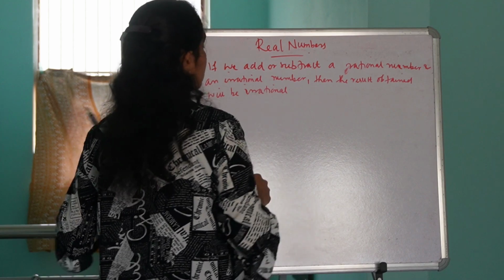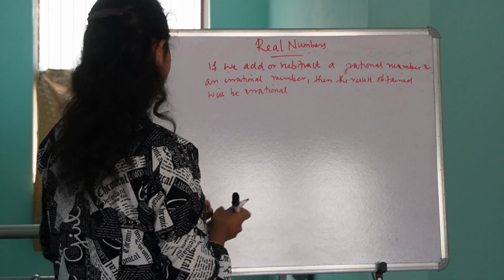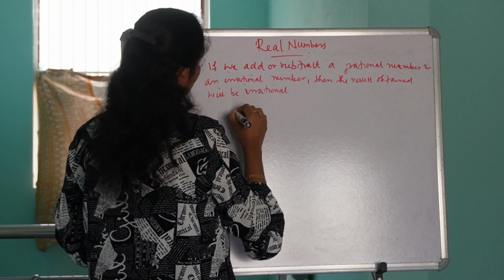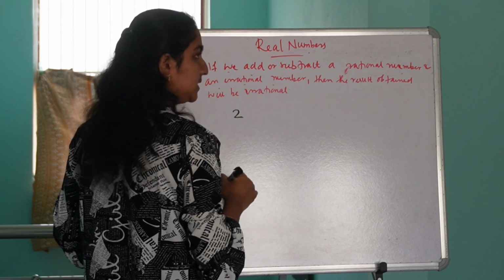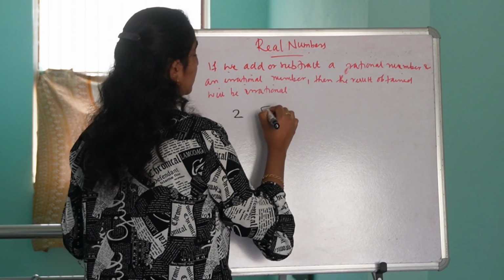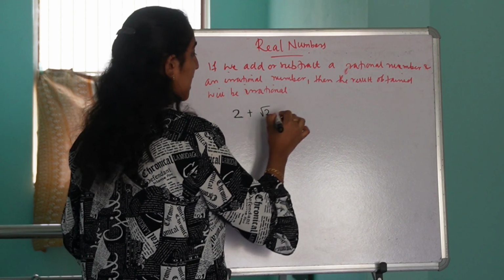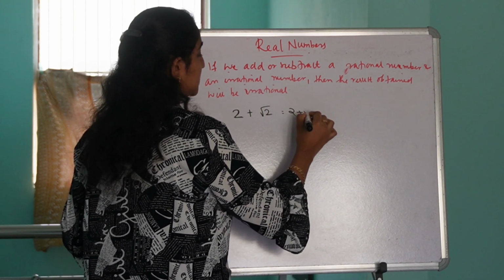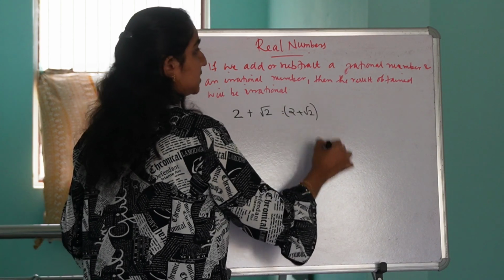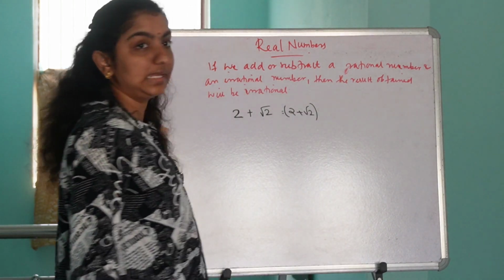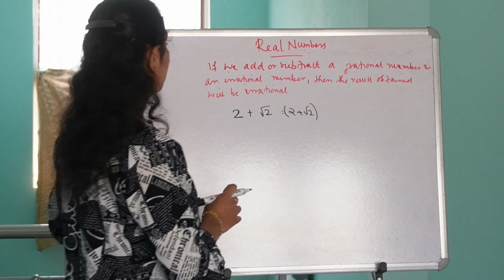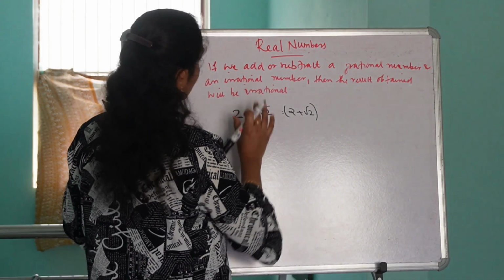Okay, so let's see some examples. Suppose we know 2 is a rational number. Again, root 2 is an irrational number. Now we are going to add these two numbers. So the result obtained is 2 plus root 2, which is an irrational number. So this is an example for addition.